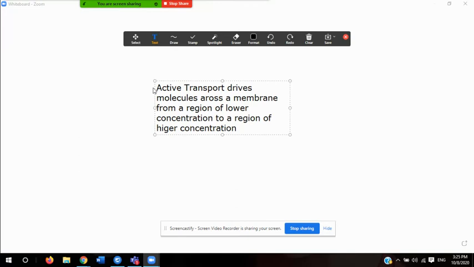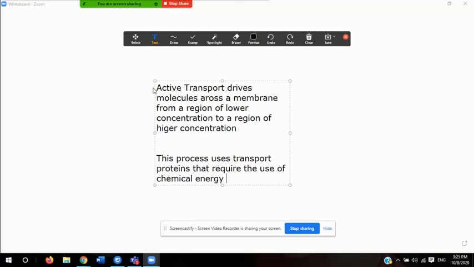Something else worth noting is that this process uses transport proteins that require the use of chemical energy. Right? So that's pretty much it.